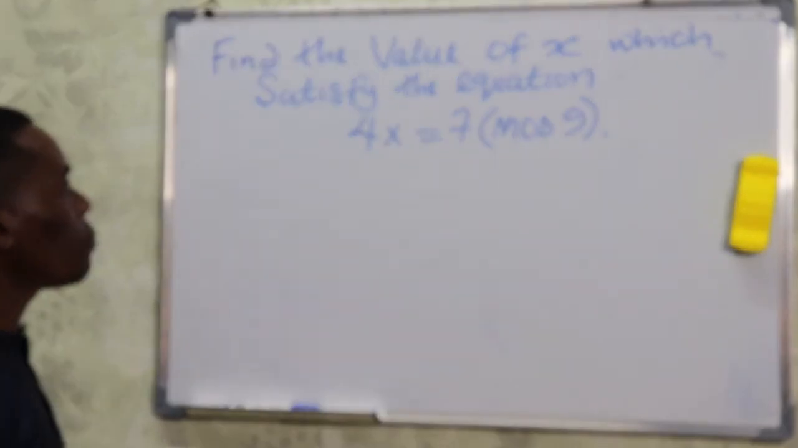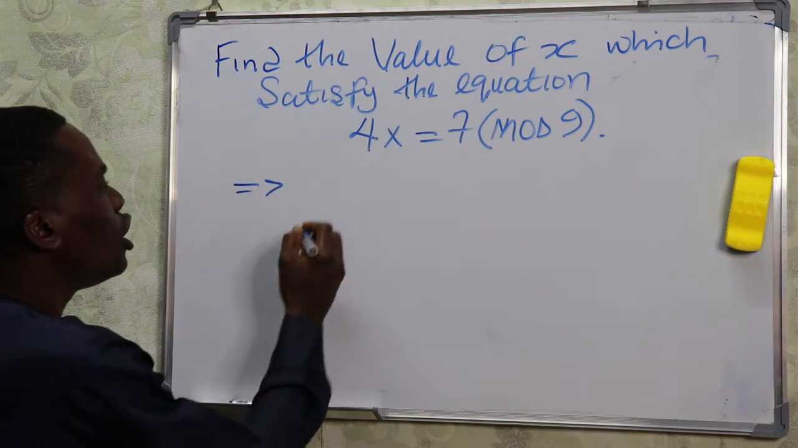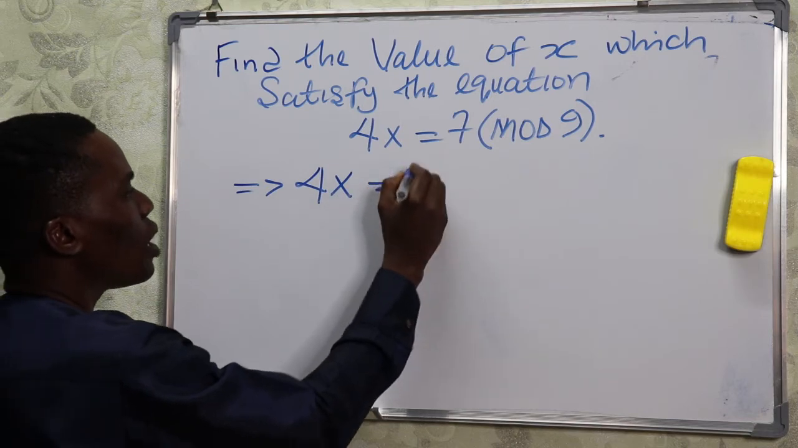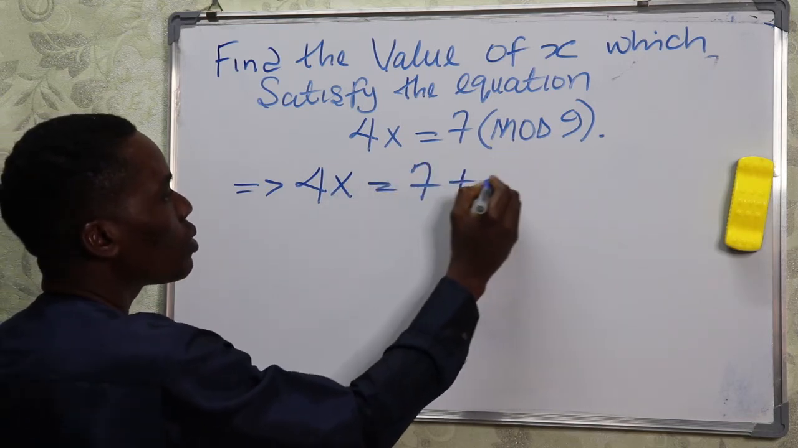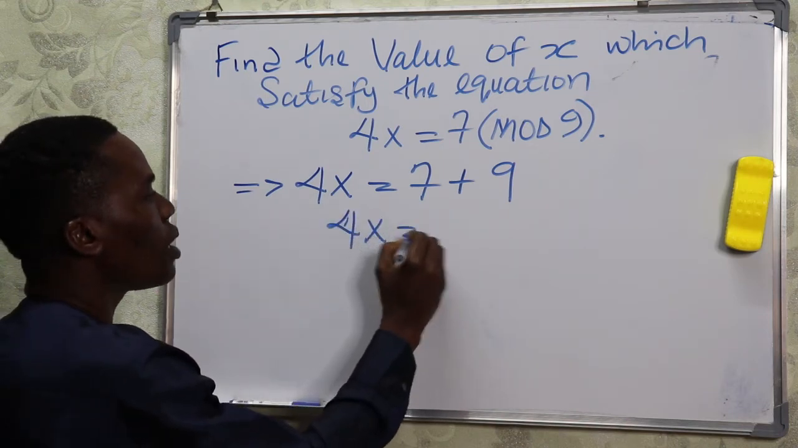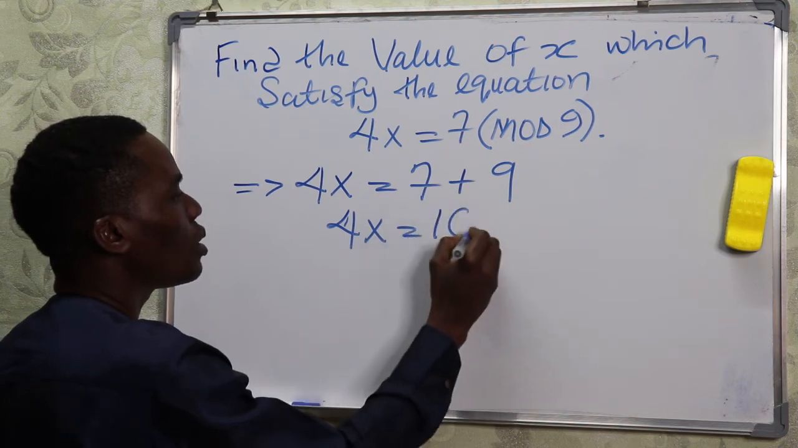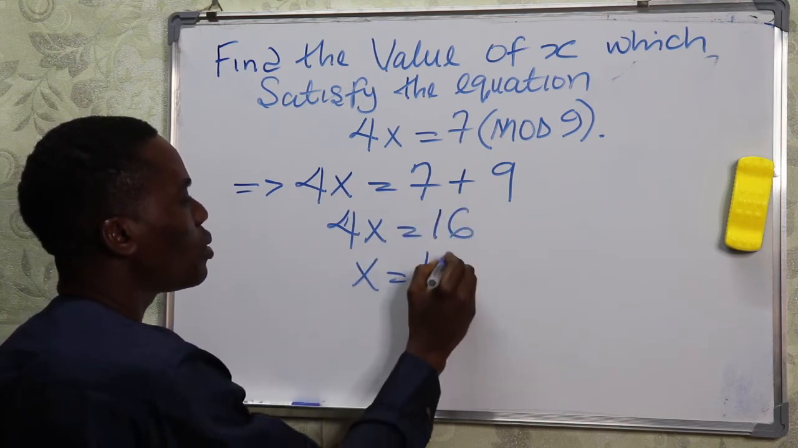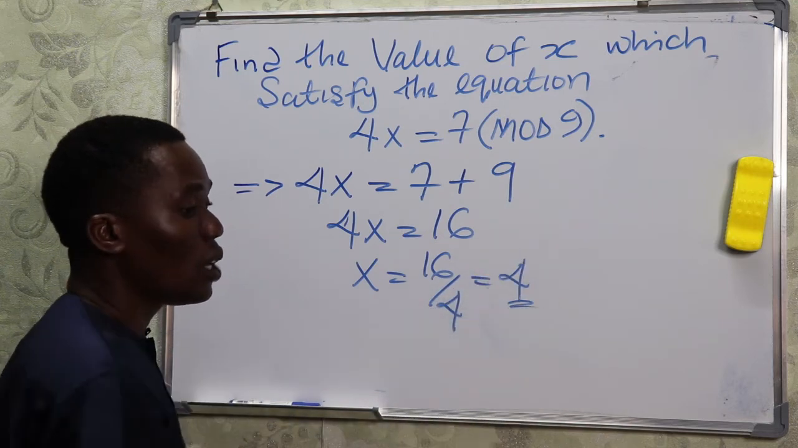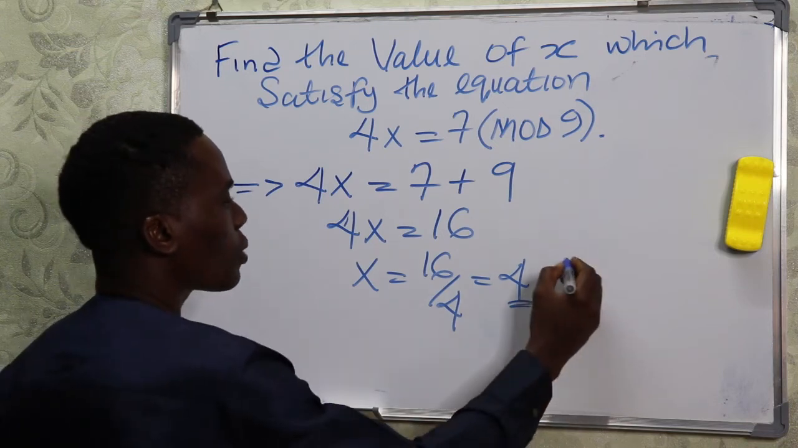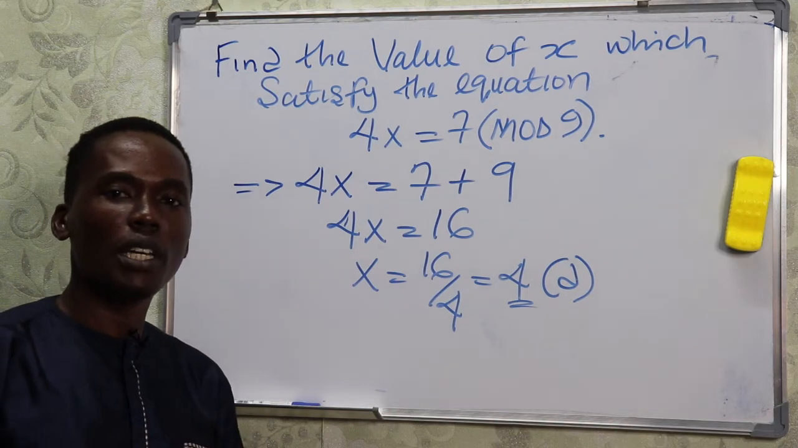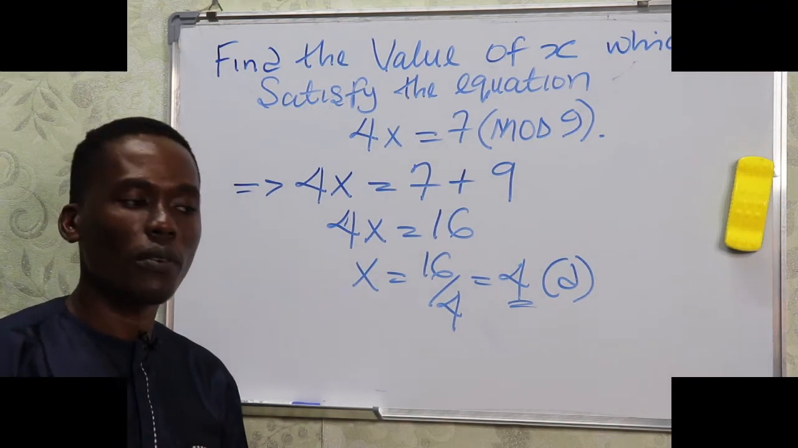Now, if you are given this topic, all you need to do simply is to find the value of x. Remember, they say you should find the value of x. 4x will be equal to 7. Mod means 9. 7 plus 9. So your 4x will now be equal to 7 plus 9, which is 16. So your x now will be equal to 16 divided by 4. 16 divided by 4 is 4. So in that question, the solution is D, because your x is equal to 4. Very easy. Now let's look at question number 5.